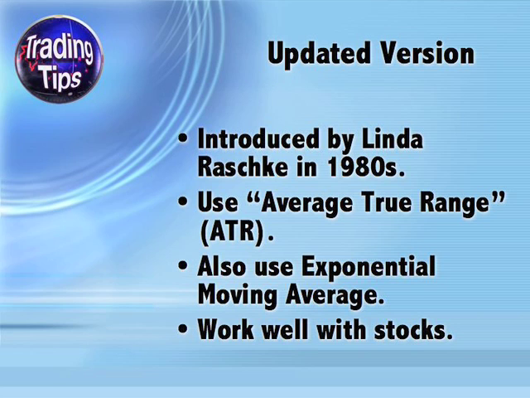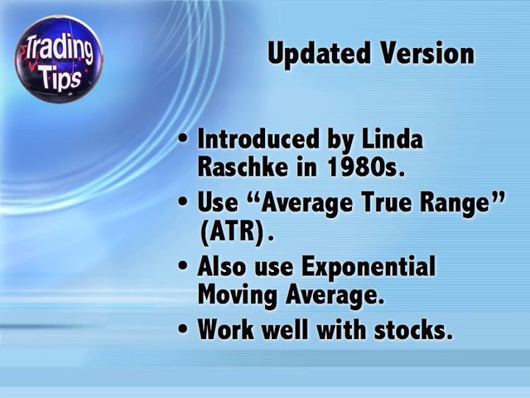But then Linda Raschke introduced an updated version of Keltner channels in the 1980s. Instead of the average price formula used by Keltner, Raschke used the computer-aided exponential moving average to form the channel's center line. She also used a complex stat known as average true range, or ATR, developed by J. Wells Wilder in his 1978 book, New Concepts in Technical Trading Systems. The upper and lower bands of the channels are now equidistant from the center line, by a distance determined by a multiple of the ATR, usually 2 times.